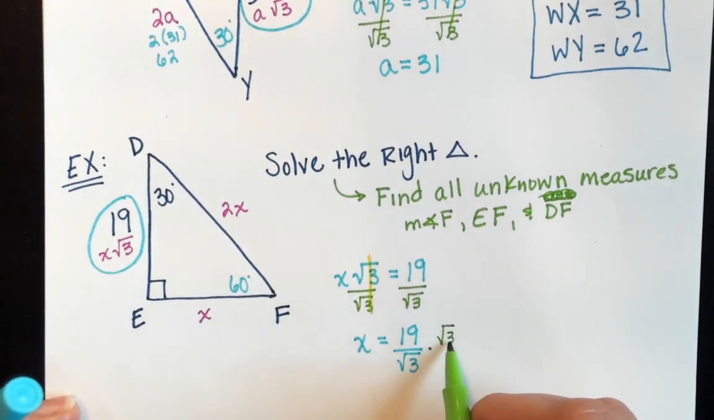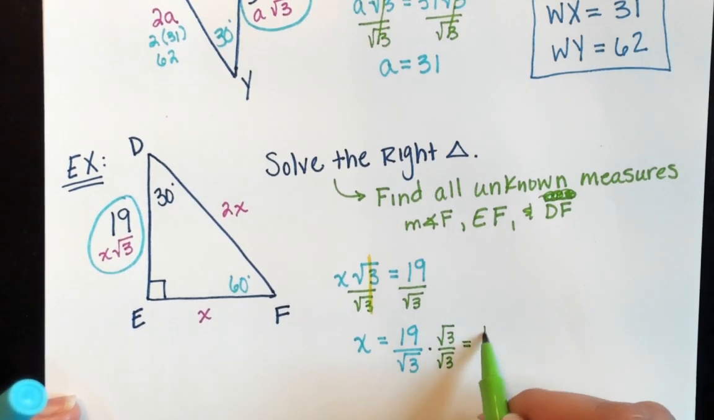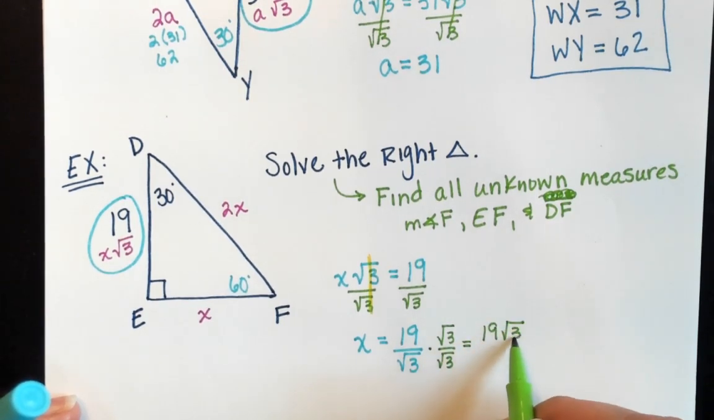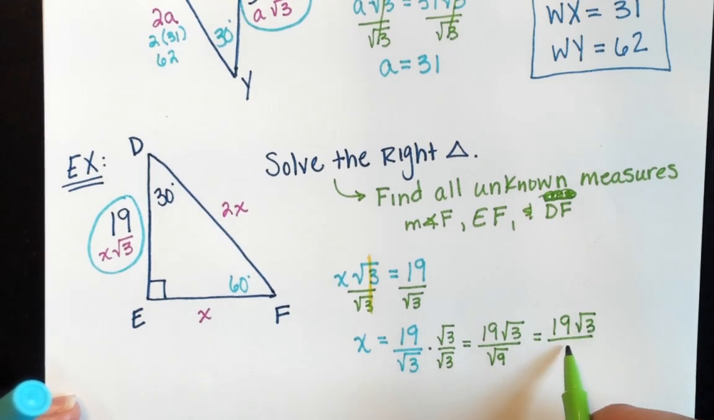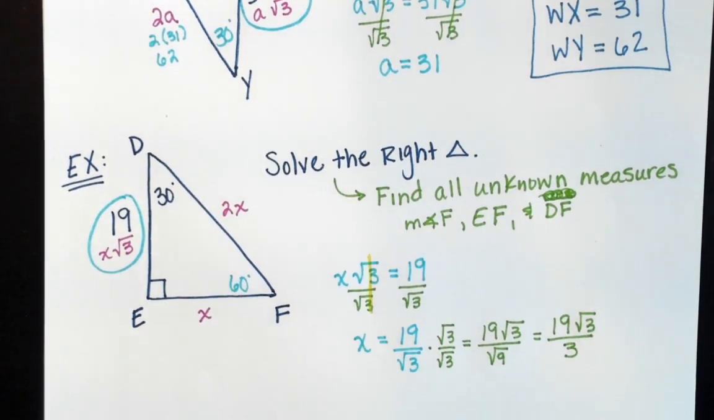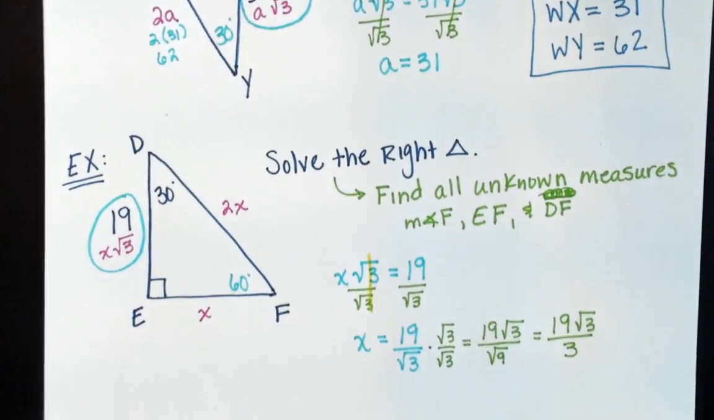So we're going to multiply top and bottom by that same value to make it our perfect square. And notice how our radical now shows up on top, and our denominator is a perfect square. 3 times 3 is 9. So we have 19 radical 3 over 3. And unfortunately, it doesn't reduce. So we end up with X equals 19 radical 3 over 3.